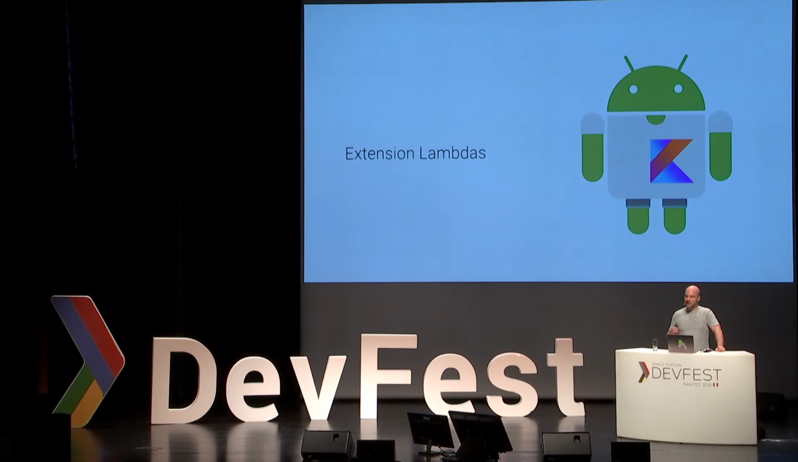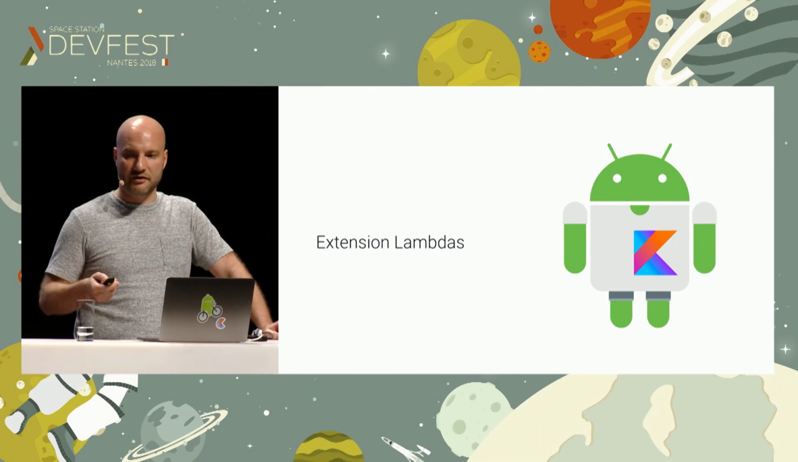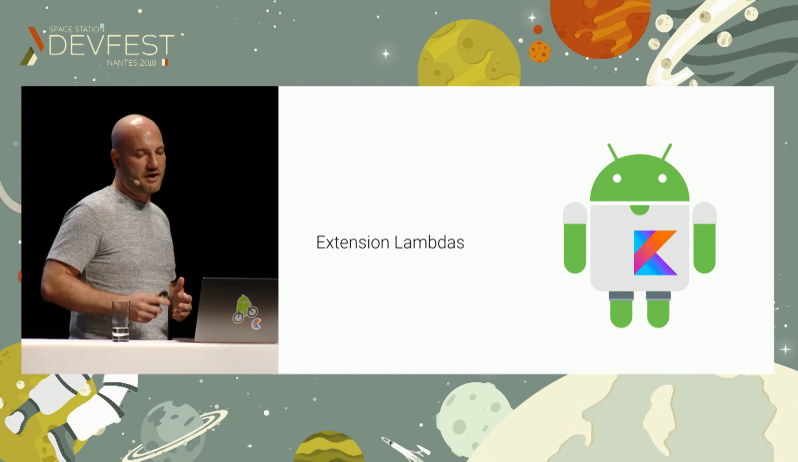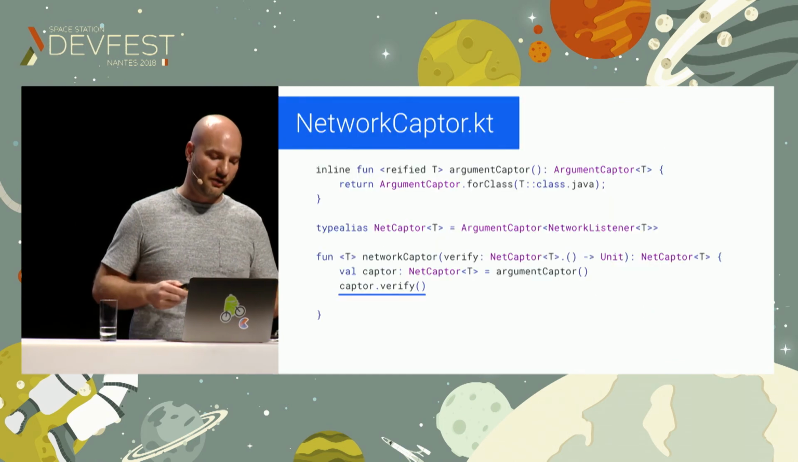So extension lambdas are really the last type of extensions in Kotlin. An extension lambda is a reference to a member function, as I mentioned. And it's really, really powerful. I've already shown you how to declare them. Let's talk about how to call them.